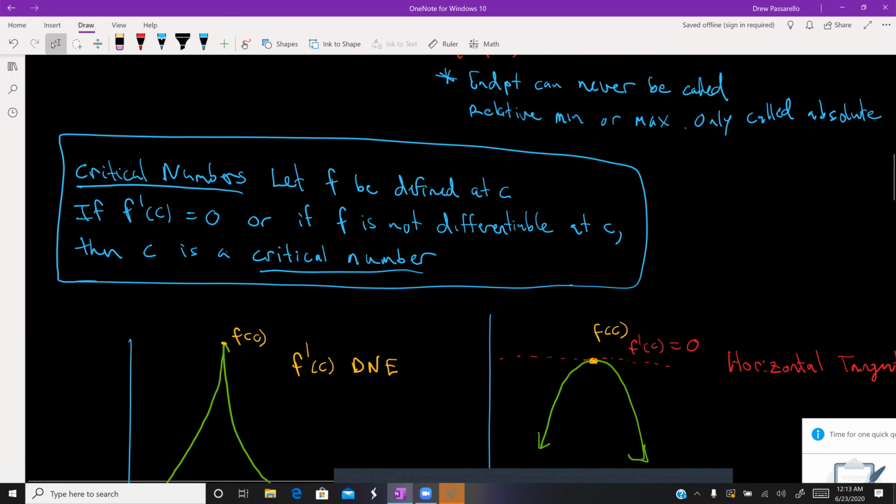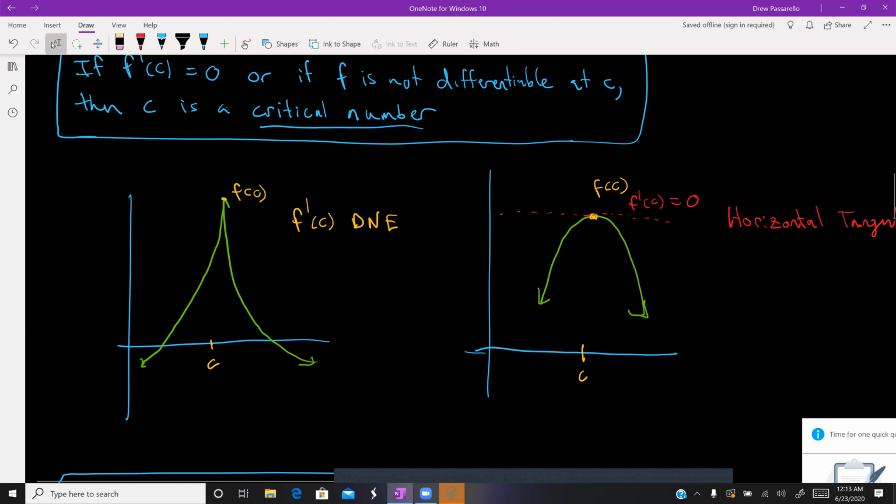Now the next thing in vocabulary is critical numbers. Let f be defined at c. If the first derivative at c is equal to 0, or if f is not differentiable at c, so that means the derivative does not exist at c, then c is a critical number.